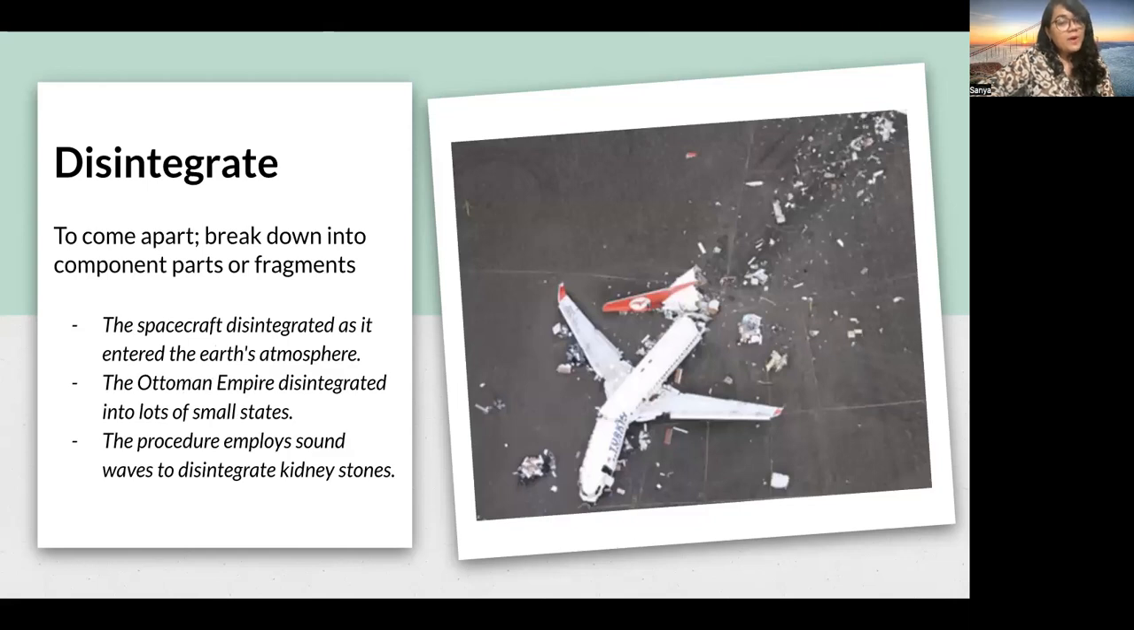Disintegrate: to come apart or break down into component parts or fragments. That means something has now broken down into smaller parts, because of an accident perhaps, right? So the spacecraft disintegrated. That means when the spacecraft was going into the Earth's atmosphere, as soon as it entered, it started disintegrating into smaller parts, right?